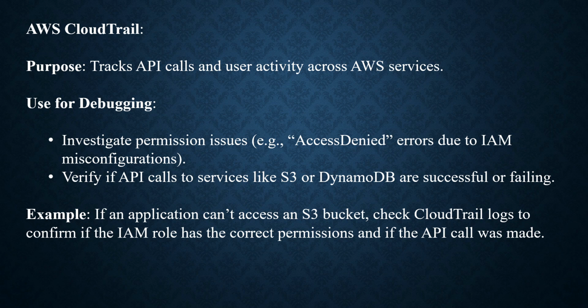Next, we'll learn about AWS CloudTrail. Actually, it audits API calls to troubleshoot permission issues or configuration changes, for example, access denied errors. Here, the use for debugging is to investigate permission issues. As I said earlier, access denied errors. Verify if API calls to services like S3 or DynamoDB are successful or failing. For example, if an application can't access an S3 bucket, check the logs to confirm if the IAM role has the correct permission and the API call was made.